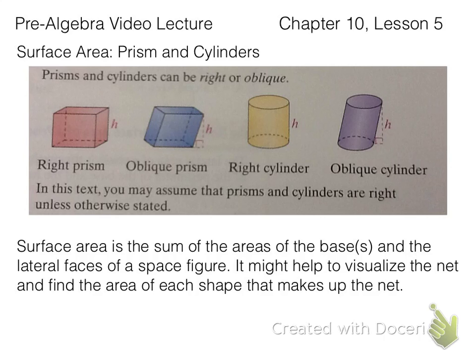All right, so surface area is the sum of the areas of the bases and the lateral faces of a space figure. It might help to visualize the net and find the area of each shape that makes up the net. Now your book wants you to memorize some crazy formulas, but the only formulas I really want you to memorize are the areas of shapes. Know how to find the area of a triangle, 1/2 base times height. How to find the area of a rectangle, base times height. How to find the area of a circle, pi r squared.